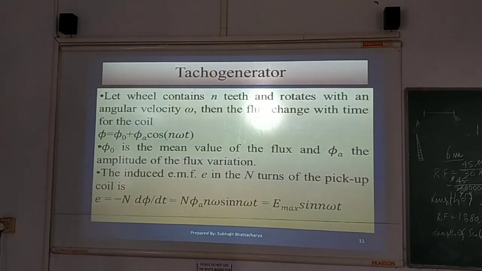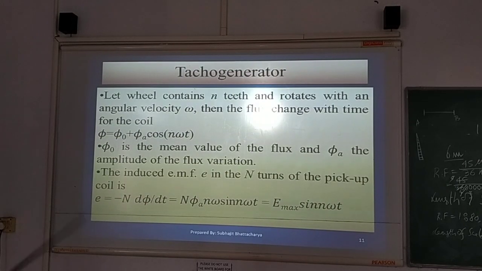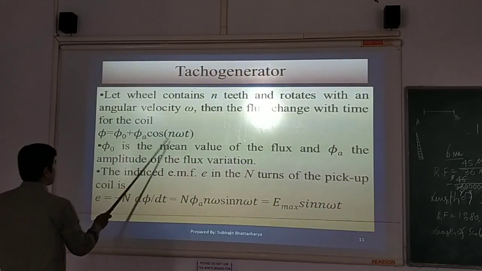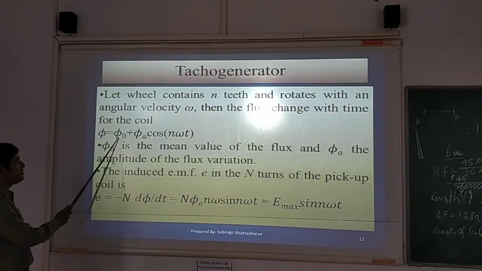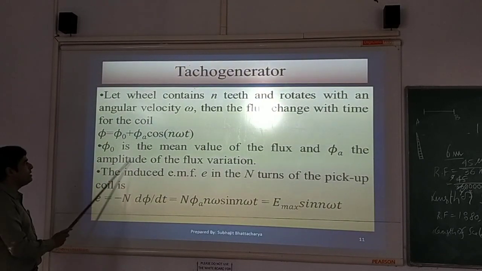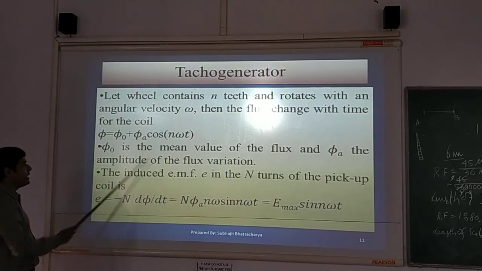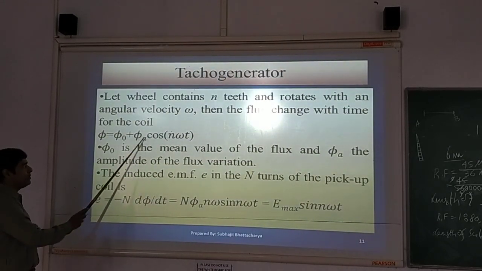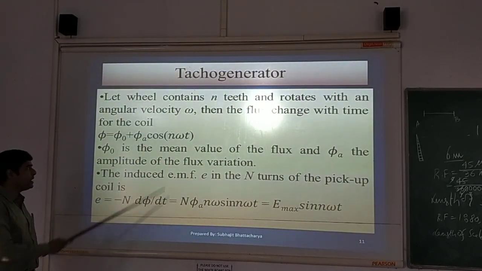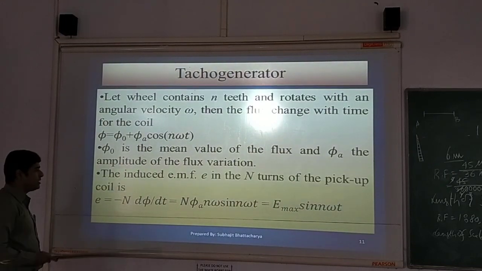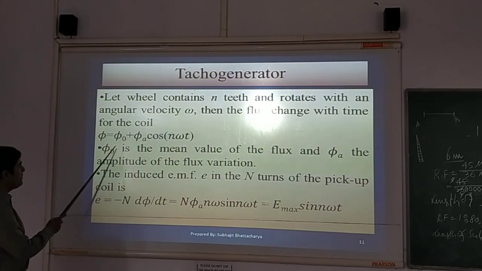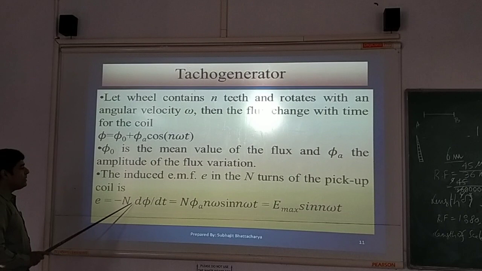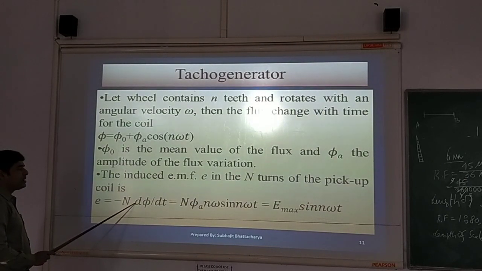So these are the explanations. The magnetic flux can be described like this: phi is equal to phi naught plus phi cos n omega t. Phi naught is the mean value of the flux, and phi is the amplitude of the flux variation. And periodically it is going. So we have seen a sinusoidal function, cosine function. And if E is equal to minus d phi dt, so we are doing this.